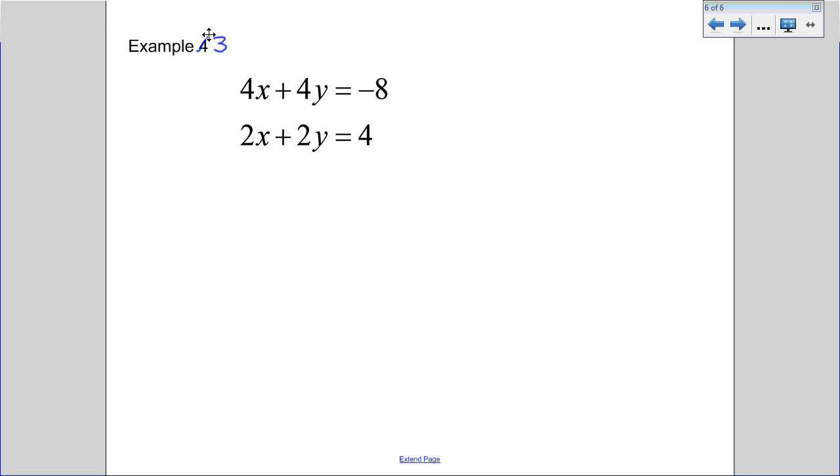We have 4x plus 4y equals -8, and 2x plus 2y equals 4. So I'm going to start the way I did before. Do I have any opposites? No. So I need to make opposites. Can I make 2 into a 4?